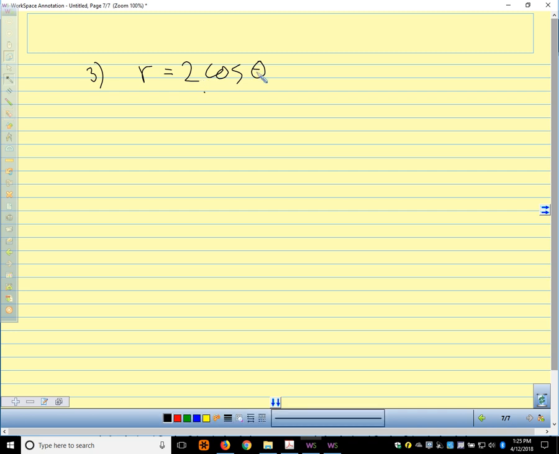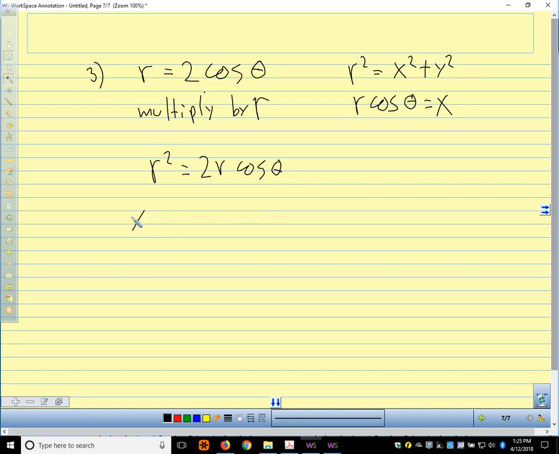R equals 2 cosine theta. Well, we know that R squared equals x squared plus y squared, and R cosine theta equals x. So it sure would be nice if we had an R squared here and an R cosine theta there. What can I do? Well, if I square it, I don't get an R on this side. But I can multiply both sides by R. And I get R squared equals 2R cosine theta. Well, this is perfect. X squared plus y squared equals 2x.